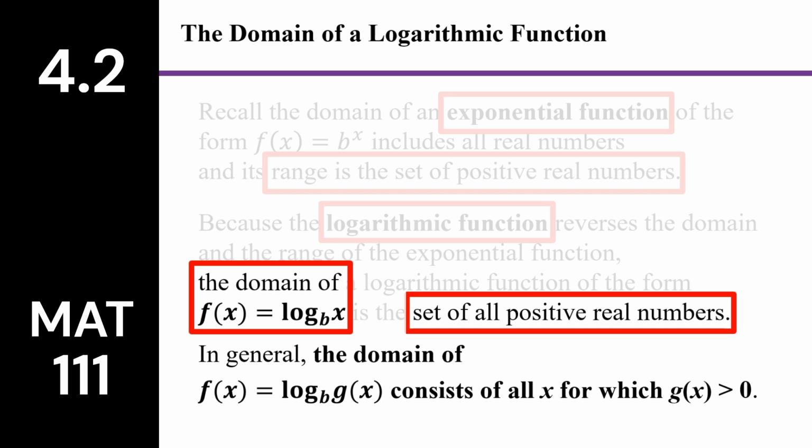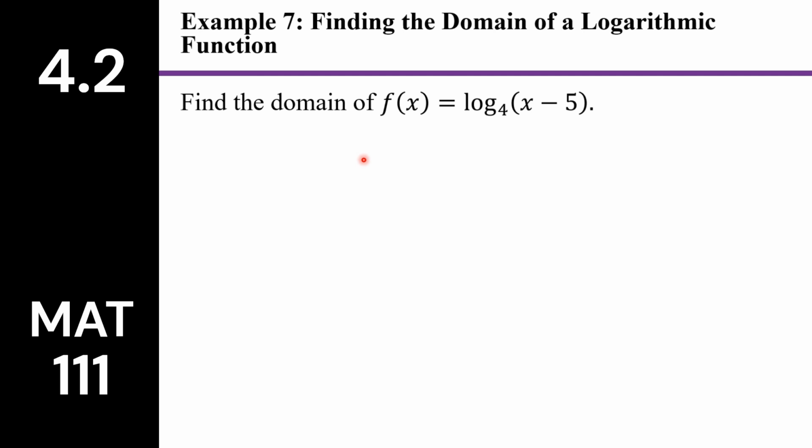Let's take a look at an example to have a better understanding of this. Find the domain of f of x equals log base 4 of (x minus 5). Well, the argument of the log has to be positive, but that doesn't just mean that x needs to be positive. For instance, if x was a positive 3, 3 minus 5 would give me a negative 2, and I can't take the log of a negative.